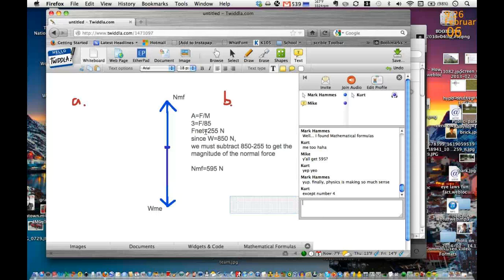And since it's accelerating downward, the weight force has to be greater than the normal force. And we know what the weight force is already, that's 850. So to find the normal force, that would give us a net force of 255 down. We take 850 and subtract 255, and that gives us 595 newtons for the normal force. Okay, any questions on that from anybody? Okay, I'm going to go ahead and take presenter role again. Thanks, Mike.